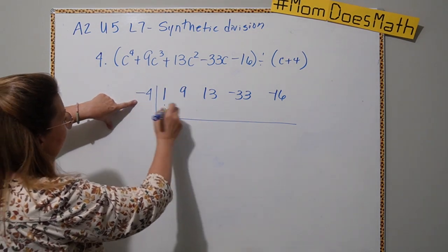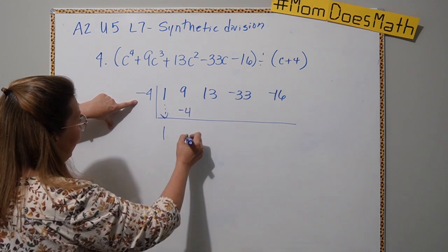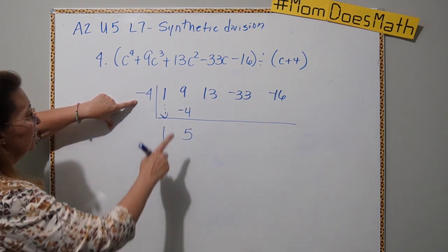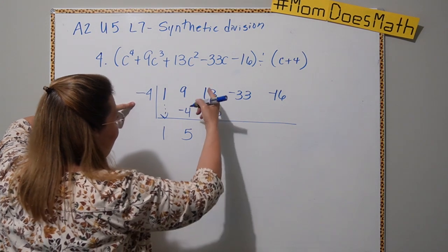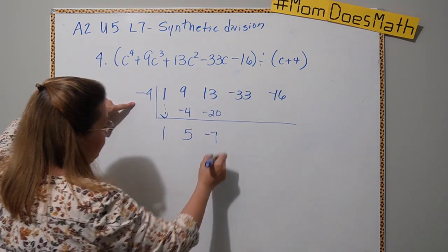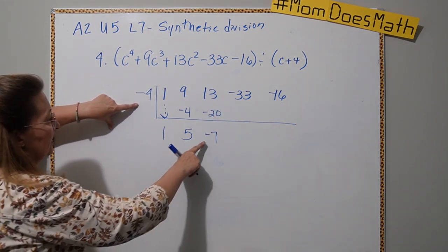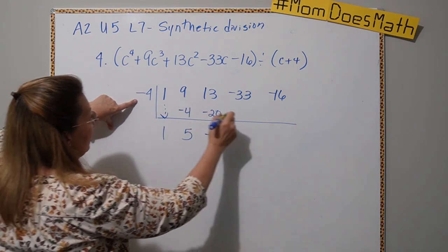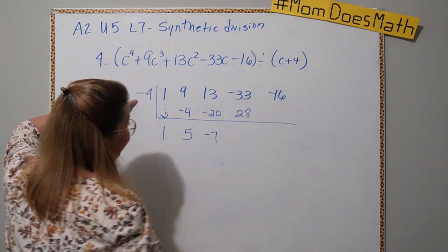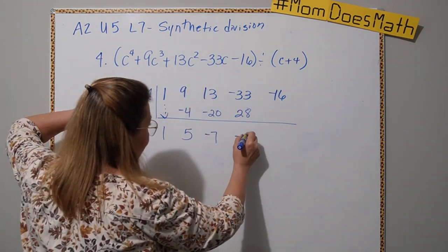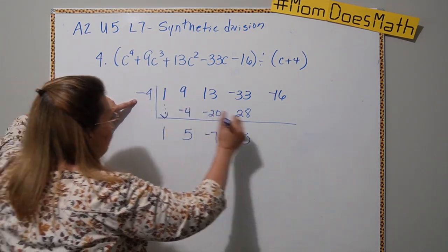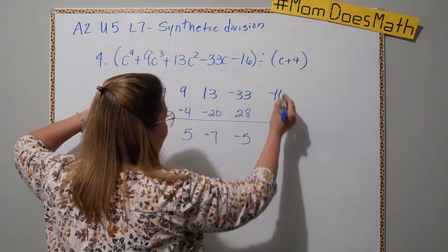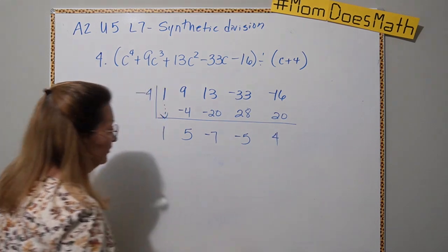1 times -4 is -4, and add gives you 5. 5 times -4 is -20, and add gives you -7. -7 times -4 is +28, and add gives you -5. -5 times -4 is +20, and add gives you +4.